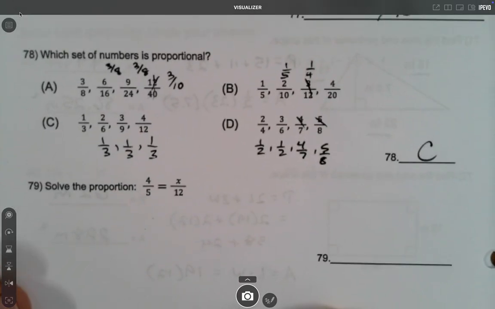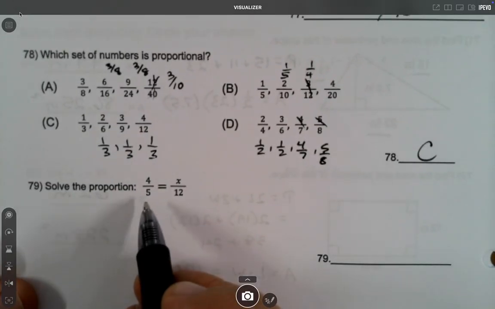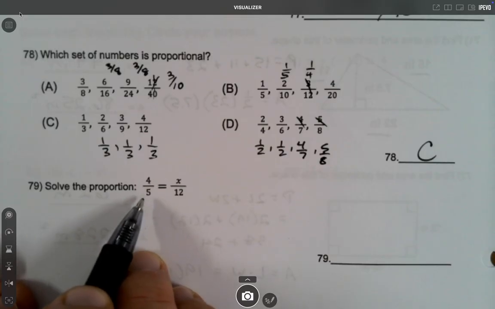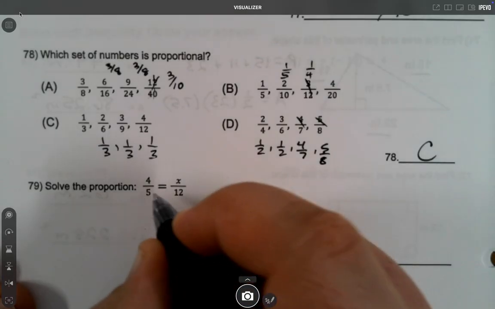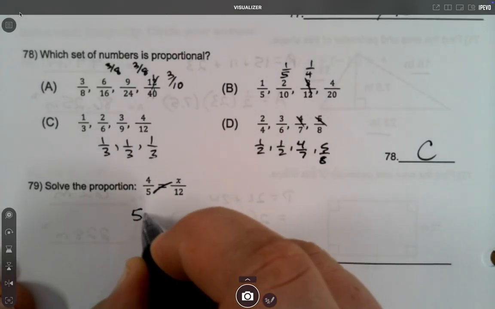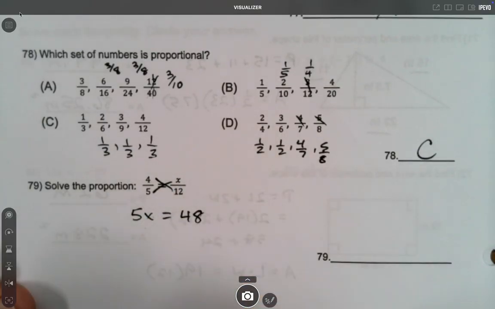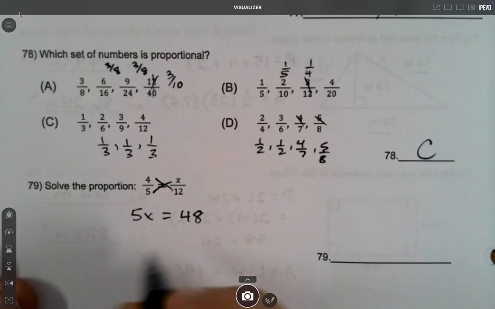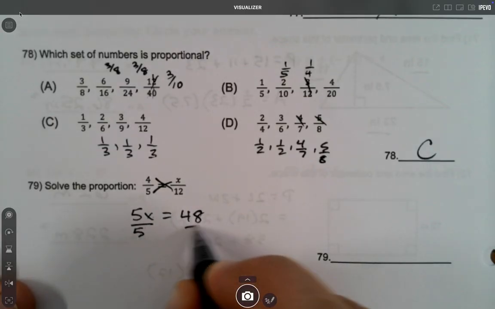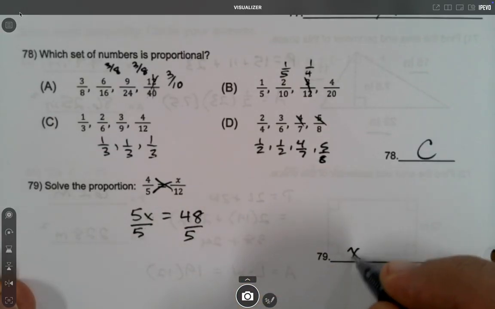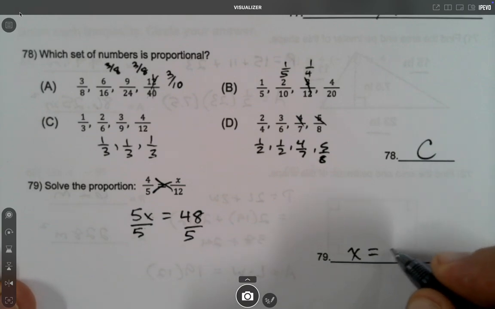Speaking of proportions, this will be the last one for this video. To solve a proportion, which is when you have a fraction equal to a fraction, you cross multiply. 5 times x equals 4 times 12. And then you divide both sides by 5 to get x by itself. And you get x equals 9.6.